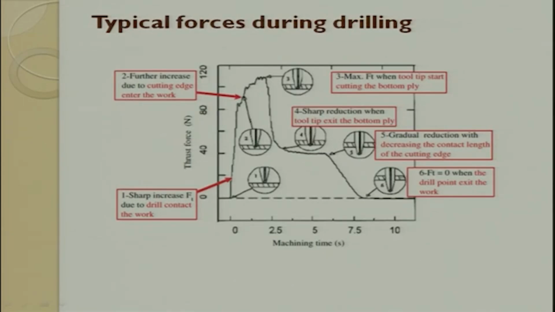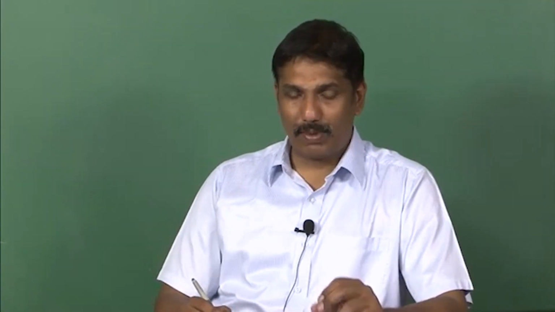After that there is a sharp reduction when the tool tip exits the bottom ply, and then a gradual reduction as the contact length of the cutting edge decreases, and then the drill exits. These are the 6 steps which happen as the drill enters and goes out. This force diagram is very, very important. If you do not understand this force diagram, you do not understand what happens during the process.